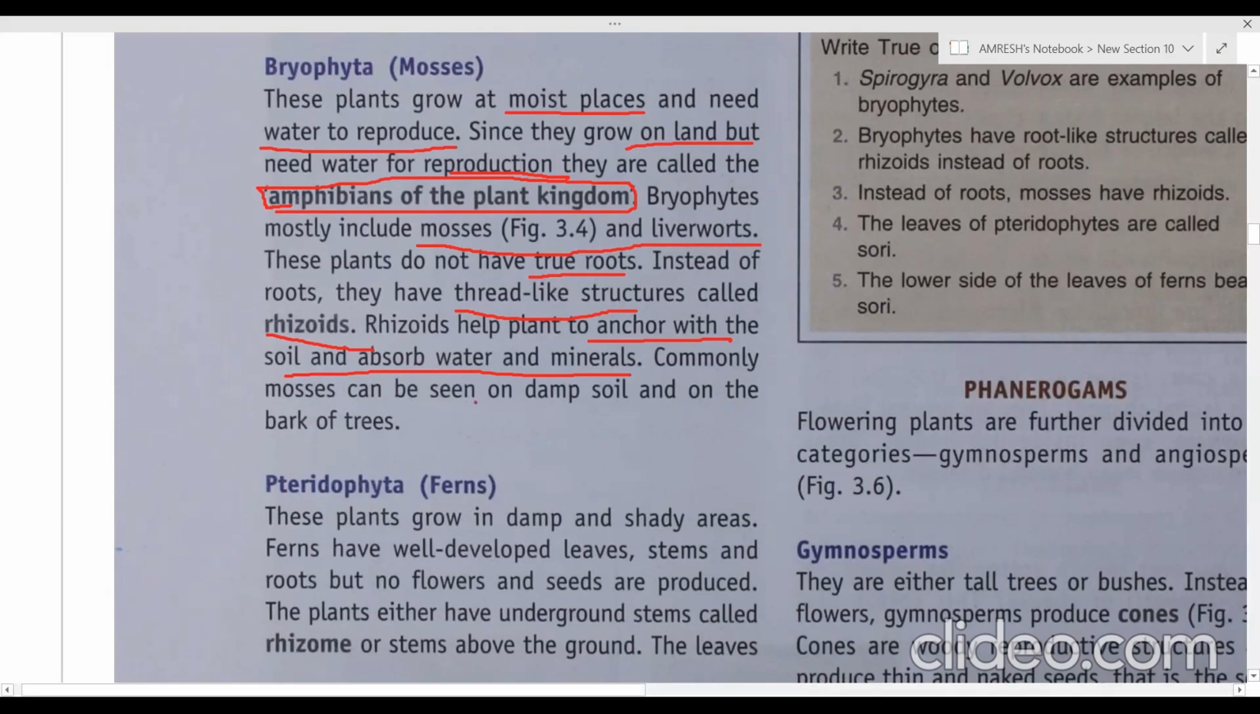Commonly, mosses can be seen on the damp soil or on the bark of the trees. Okay, normally in that place. But one thing to remember: they are the amphibians of the plant kingdom, and the thread-like structures which look like roots in the bryophytes are known as rhizoids, but they do not have true roots.